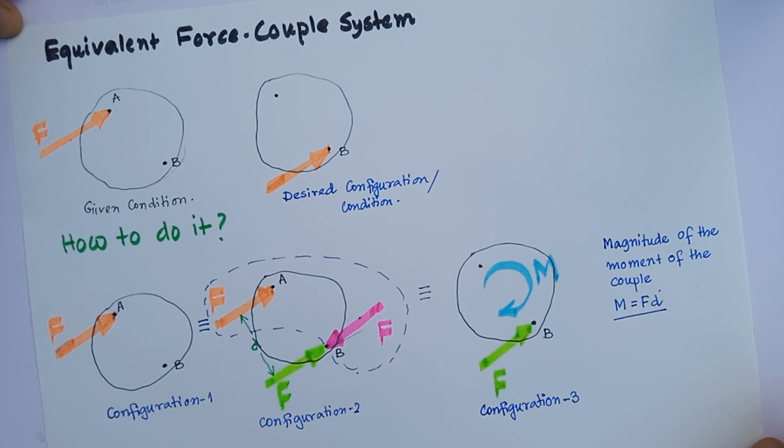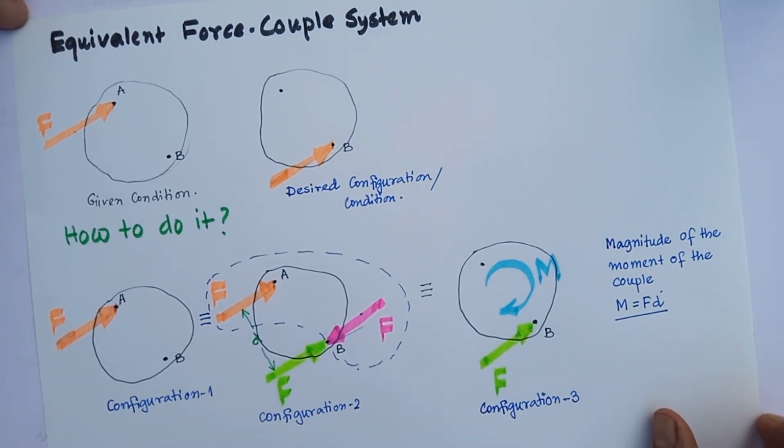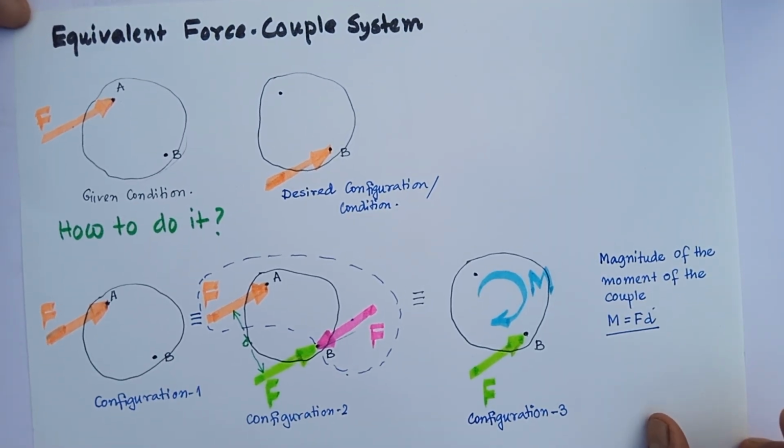So that is the conversion of a force, or transferring a force from one point to another point by adjusting with an equivalent couple. In the next video we will show the concept of range, which is related to this equivalent force couple system.